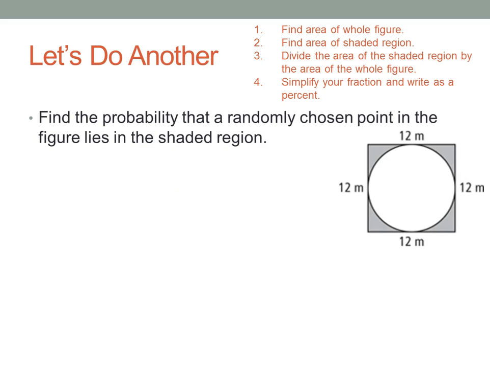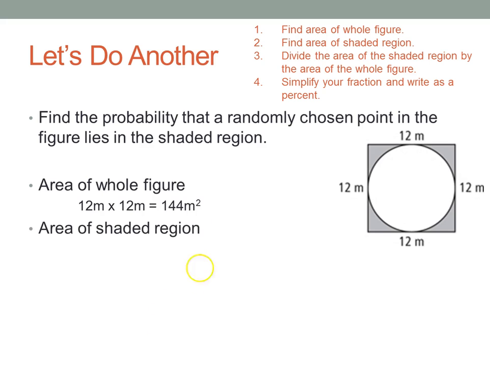We now have a square and a circle. So let's find the area of the whole figure. 12 meters times 12 meters. Length times width, 12 times 12. It's 144 meters squared.